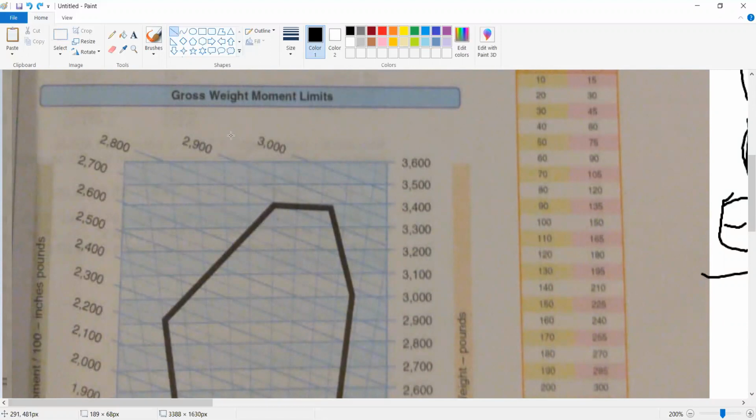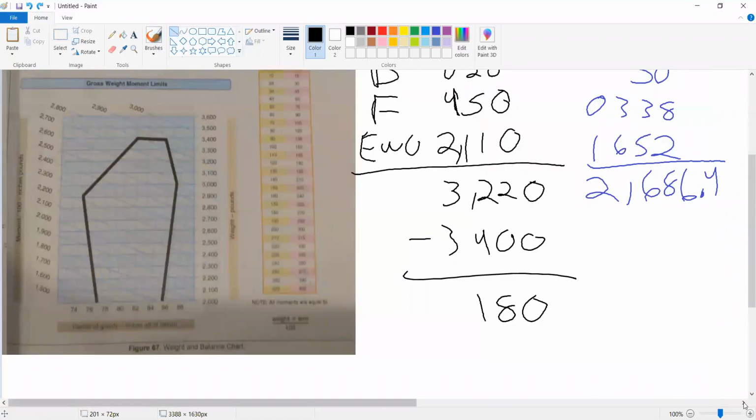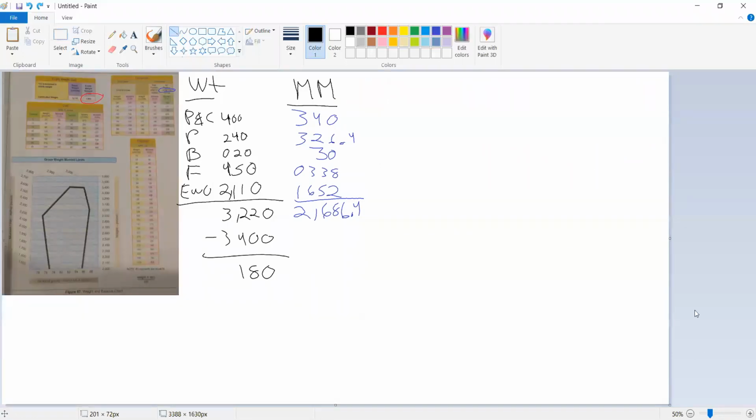All right, so that concludes that. So the answer then is B. 180 pounds under gross weight. Center of gravity is located within. The previous problem was 2,716. So that would have been somewhere over here. As you can see, that's within limits as well. All right, so that concludes those.